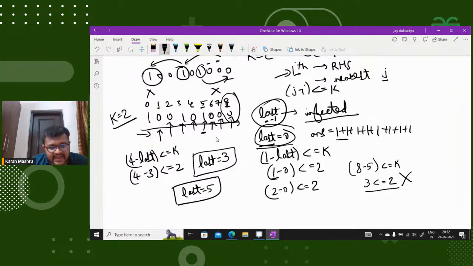Understand, last is equals to 5. 5 is the nearest element on the left hand side of 8 which was initially infected. If 5 cannot infect 8, then 3 and 0 can definitely not infect 8, because the distance between 3 and 8 and 0 and 8 is even more, right? So if 5 cannot infect 8, 3 and 0 can definitely not infect 8. Is this much clear? Rohit, is this clear?